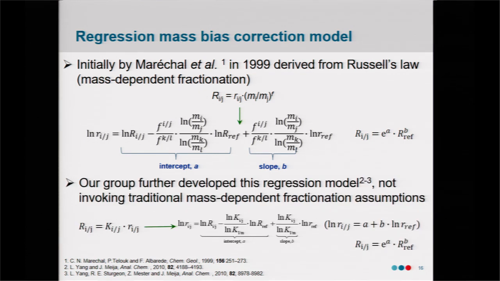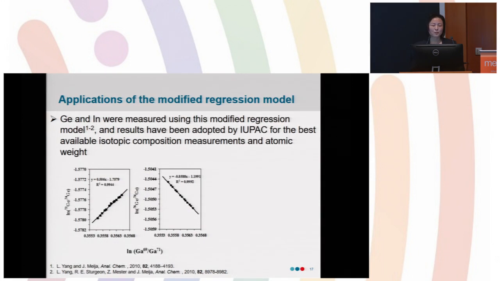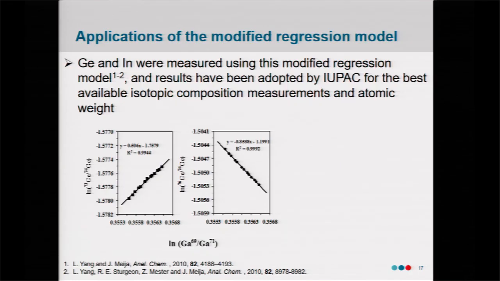Our group further developed this regression model. We are not using the traditional mass bias fractionation assumptions. We started with the first principle: the true ratio is linked by an isotopic ratio correction factor to the measured ratio. So we derived the equation for calibration. Same thing, the analyte and the reference have a linear relationship. Then by using the last equation, we can obtain the mass-bias-corrected ratio, the true ratio. With this, our germanium and indium were measured using this modified regression model, and the results have been adopted by IUPAC for the best available isotopic composition measurements and also atomic weight.